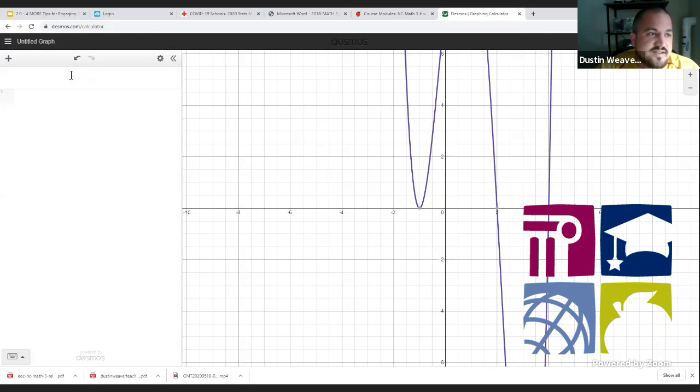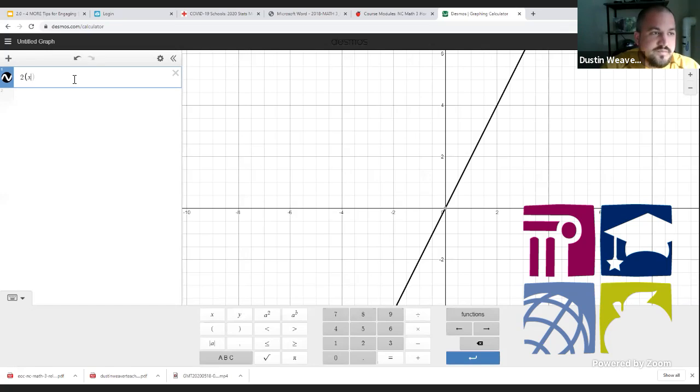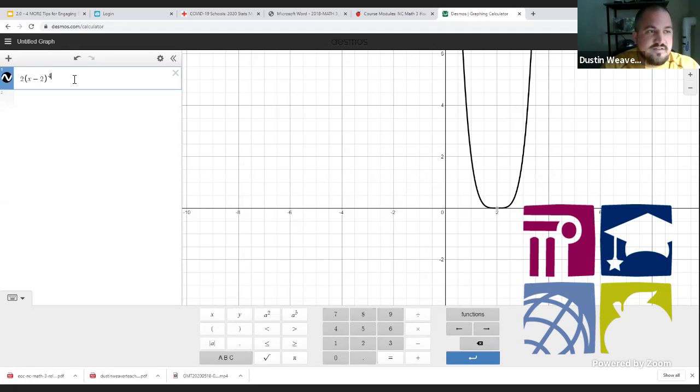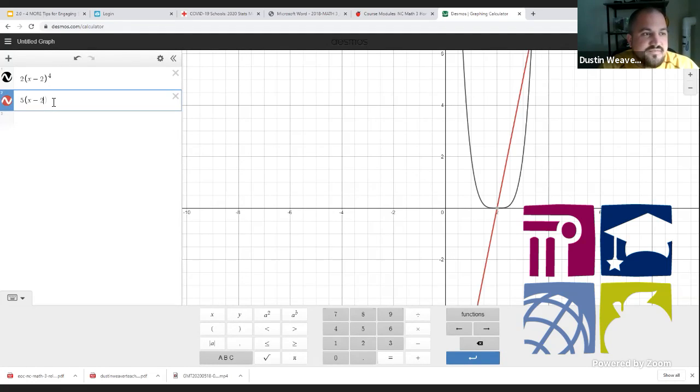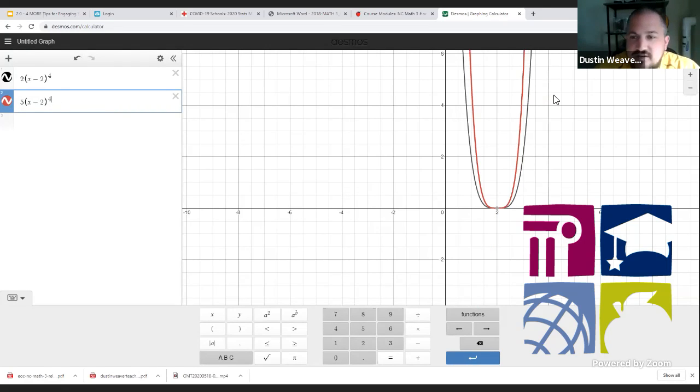2, and then (x minus 2) to the 4th. So 2 times (x minus 2) to the 4th power. Now, let's see what happens as k increases. So let's change it from 2 to, let's say, 5. So what happened from the black line now to the red line? Okay, let's see what happened.